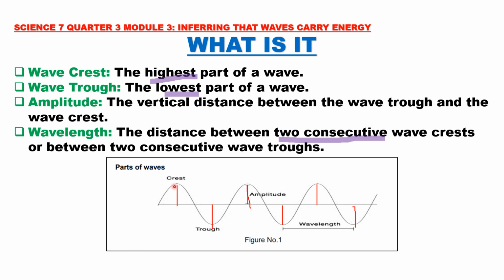And then we have wavelength, distance between two consecutive wave crests. Dalawang magkasunod na crests, ito at saka ito, yung kahabaan na yan, ang tawag dyan ay wavelength. Tapos pwede ring two consecutive wave troughs, ito hanggang dito ay wavelength. Tapos simula dito, papunta dito ay wavelength din. Simula dito, papunta dito ay wavelength din po. Okay, basta dalawang magkasunod na wave crest or dalawang magkasunod na wave trough, ang tawag natin doon ay wavelength.